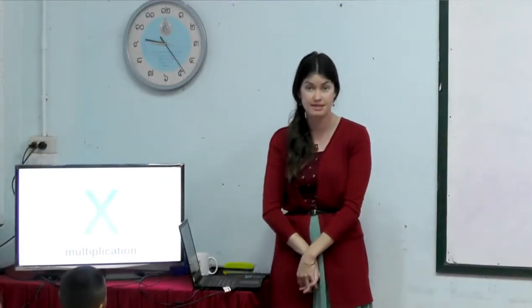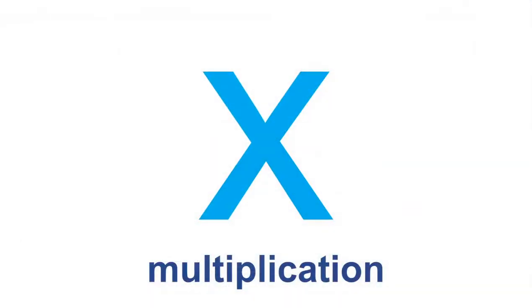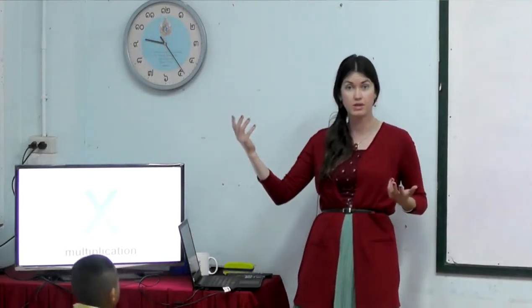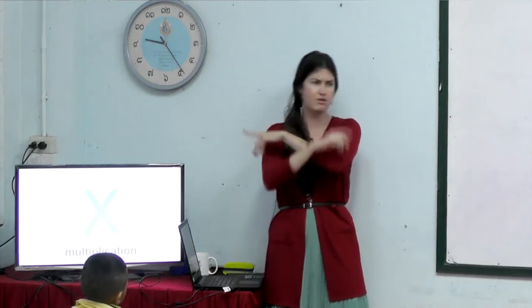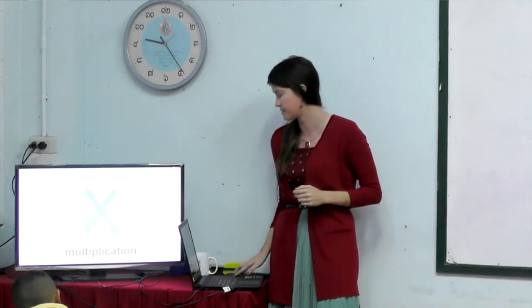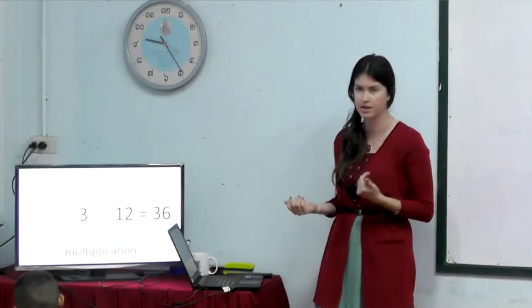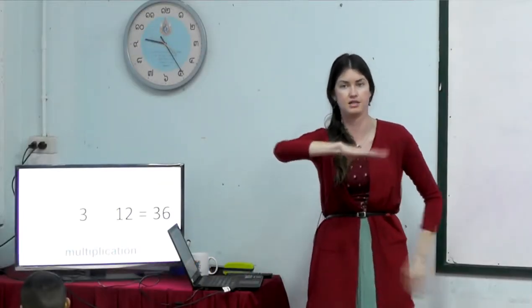Very nice. Okay, we're going to talk today about our division sign. And we know for multiplication, this is our sign for multiplication, our times. When we see times or multiplication, we know we're going to do times. We're not going to add or use plus or subtract or minus. When we see times, we know it's 3 times 12 is 36.